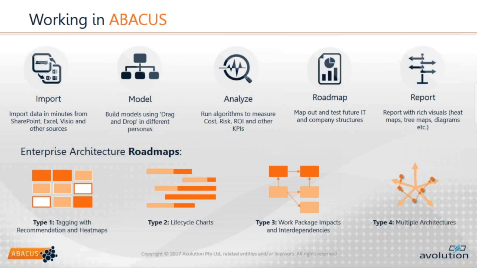Road mapping is a very big part of what we do in ABACUS. So there's 4 different types of roadmaps that we support. And they essentially answer the 4 fundamental questions behind a roadmap. And that is, what is it that we're going to do? When are we going to do it? How is that going to impact other areas? And why is it that we want to pursue one particular strategy over another?